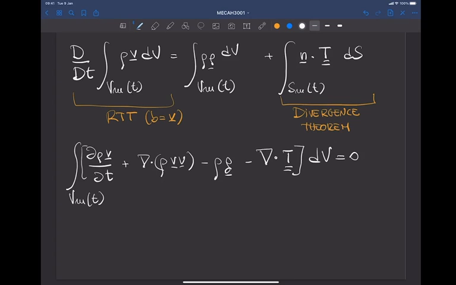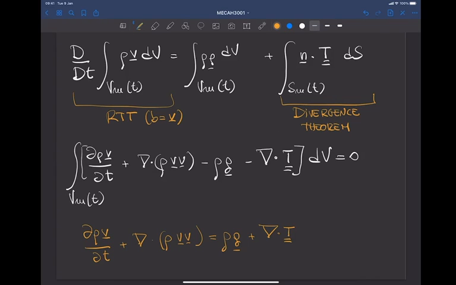And of course, this should be valid at each and every point of the fluid, which basically means that I end up with my equation, which is d rho v over dt plus divergence of rho vv equals rho g plus divergence of T.